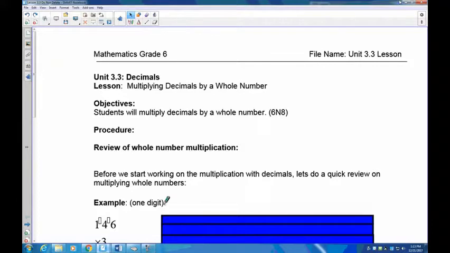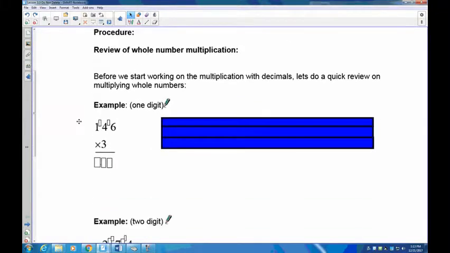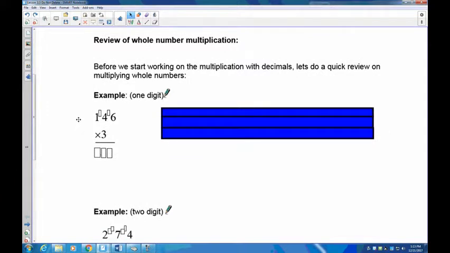Okay, welcome to lesson 3.3. In this lesson, we're going to learn how to multiply decimals by a whole number. So before we can multiply decimals, let's go back and review just multiplication of whole numbers by whole numbers. And I've chosen to start with 146 times 3.